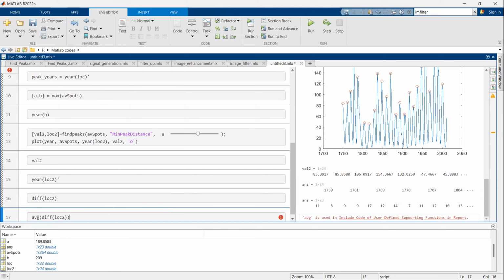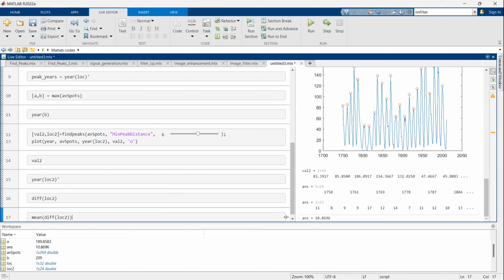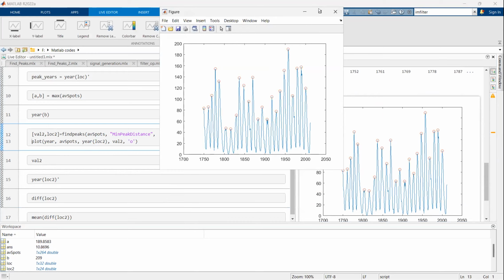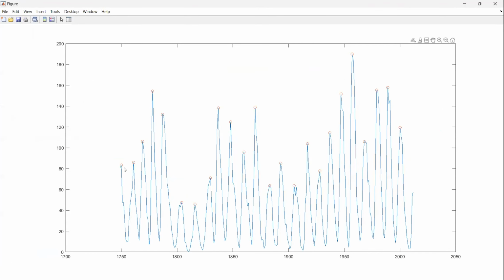Sorry, the function is not average, the function is mean. So what is the mean value? Almost 11, right? 10.86. So almost 11 years. That means after 11 years, your signal is repeated. Are you following? So after 11 years, these peak values are getting repeated. Is it clear?